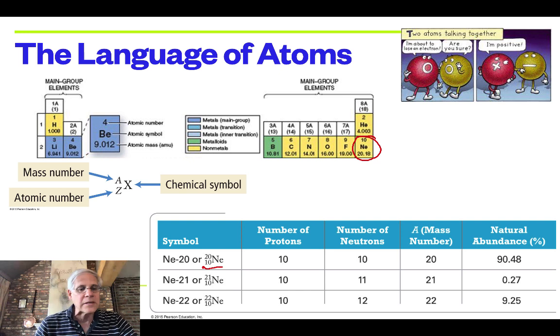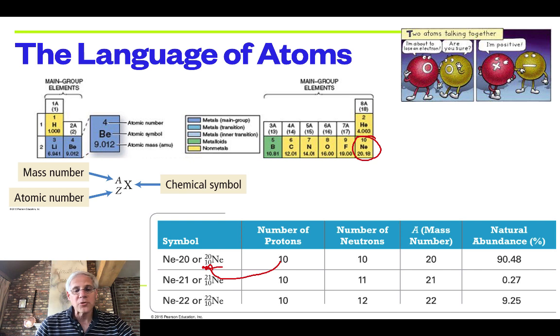Every atom of neon that exists has 10 protons. None of them have 9, none have 11, they all have 10. So the number of protons identifies what element we are dealing with for our elements. Let's see here. So that 10 that's down below there in our symbol would go right there.